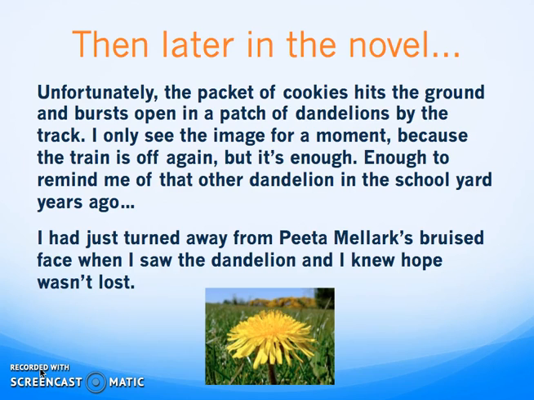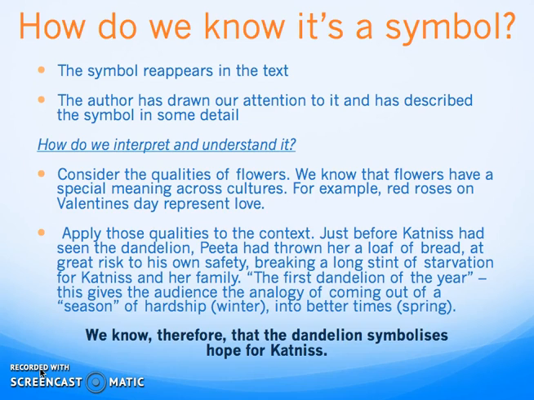Then later in the novel, the packet of cookies hits the ground and bursts open in a patch of dandelions by the track. "I only see the image for a moment because the train is off again, but it's enough to remind me of that other dandelion in the schoolyard years ago. I had just turned away from Peeta Mellark's bruised face when I saw the dandelion, and I knew hope wasn't lost." How do we know it's a symbol? The symbol reappears in the text. The author has drawn our attention to it and has described that symbol in some detail.